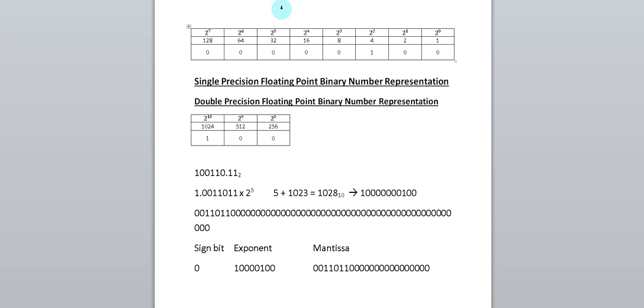Again, for the double precision representation, instead of 23 bits for its mantissa, it will now become 54 bits. And the exponent, which is 8 bits in single precision, will now become 11 bits in double precision. And for the sign bit, they always have the same one, which is only a single bit. So that is how you represent binary with its floating point using single precision format and double precision format.